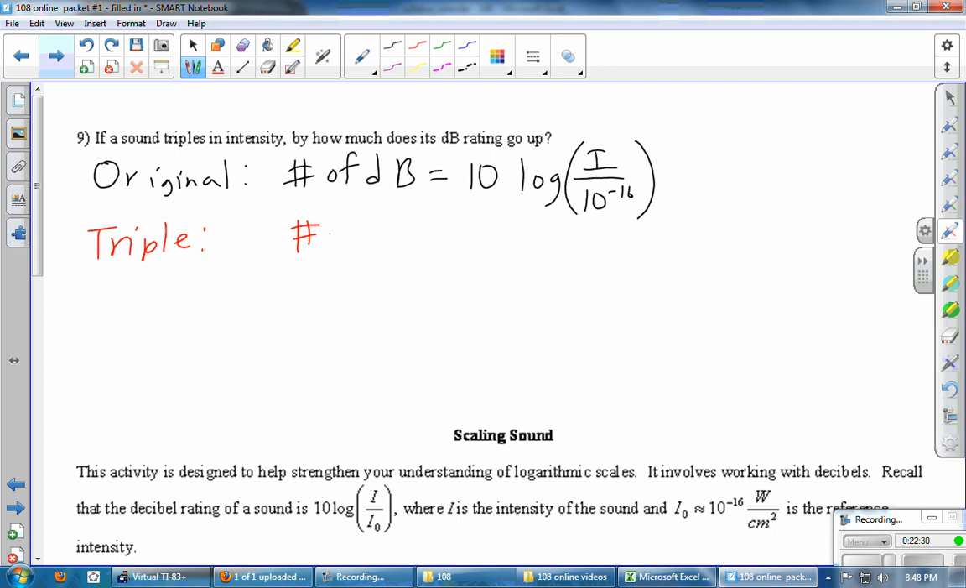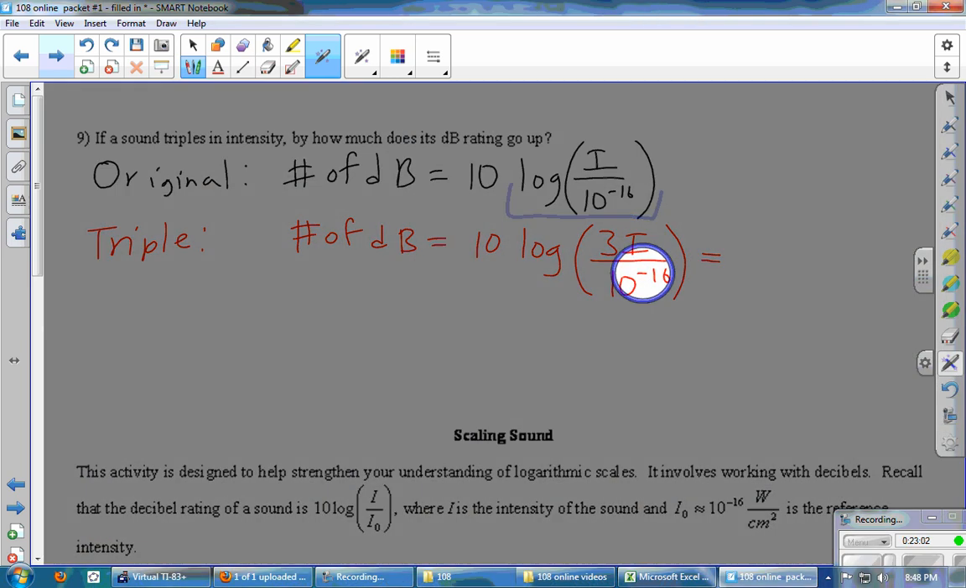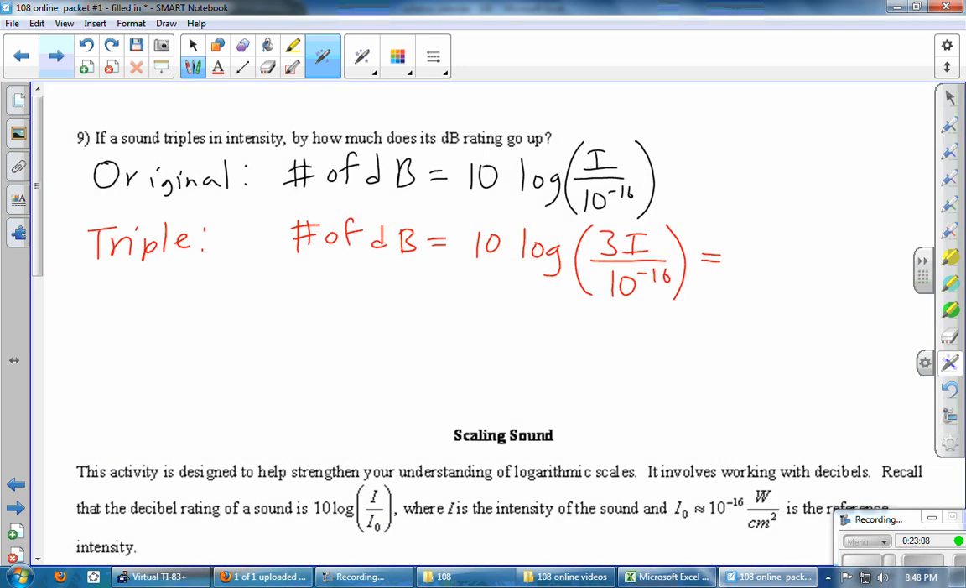So the new number of decibels is equal to 10 log of 3 times I. It's not just I anymore, but it's triple what it used to be, 3I. Okay, so far so good. Can we do any log properties to this to try to turn it into something that looks like the original? I'd really like to be able to see this in my formula, log of I over 10 to the minus 16. I really like that part. What I don't like is the 3. I need to get that 3 out of there.